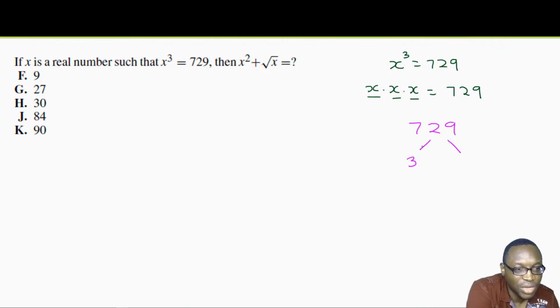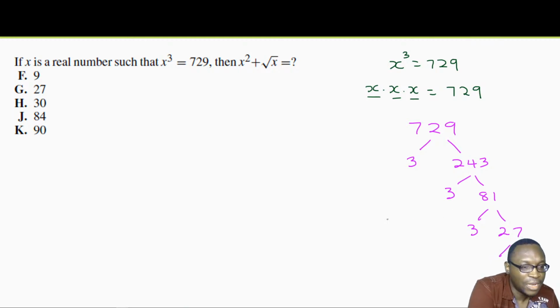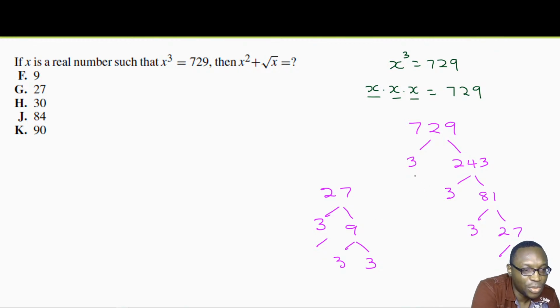So if I divide 729 by 3, I get 243. If I divide 243 by 3, I'm going to get 81. If I divide 81 by 3, I'm going to get 27. And then 27 is going to be 3 multiplied by 9. And then 9 is going to be 3 multiplied by 3. So let's count the number of 3's. 1, 2, 3, 4, 5, 6.